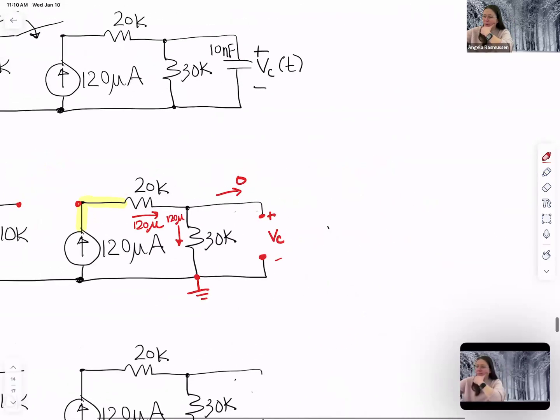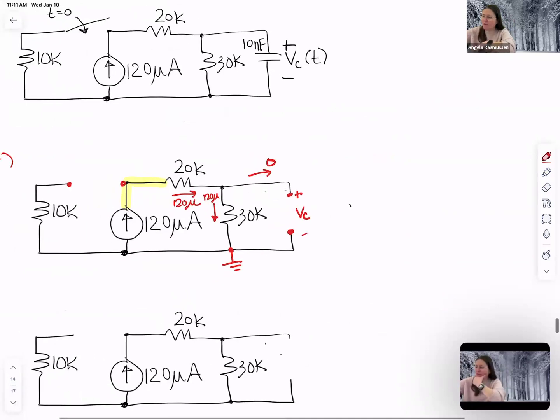What is micro? Cool. 6. So N is nano. So 9 is nano, minus 9. And then M is what? Milli. And it will be minus 3, correct.